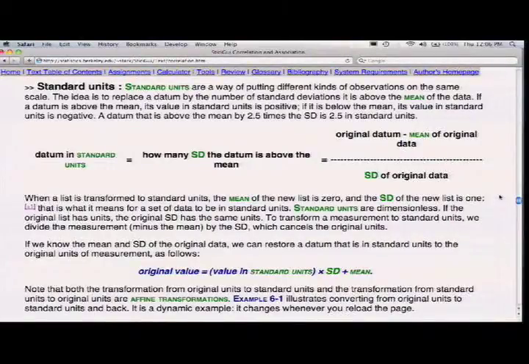Well, you take the original value, you subtract the mean of those values, and divide by the standard deviation of those values. So we take a value of verbal GMAT score, subtract the mean of the verbal GMAT scores, and divide by the standard deviation of the verbal GMAT scores. We're talking about the mean and the standard deviation of the same variable. So that's an affine transformation.